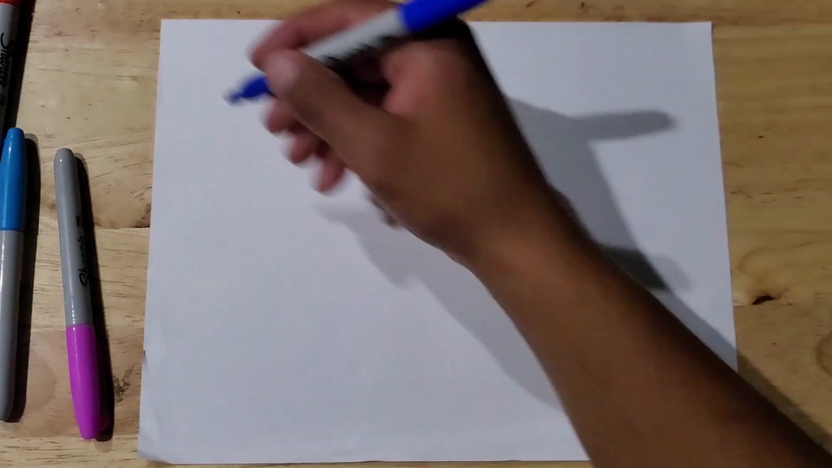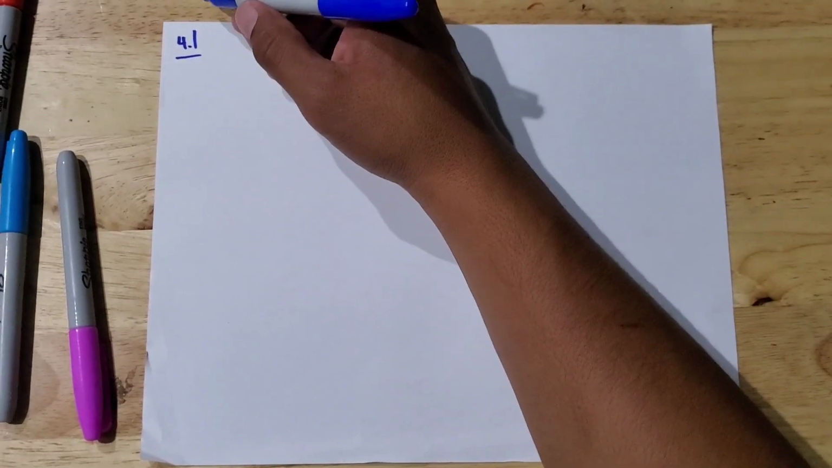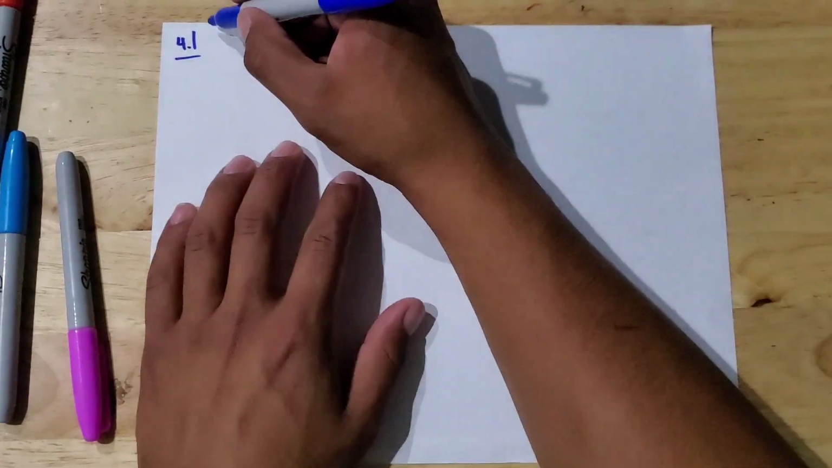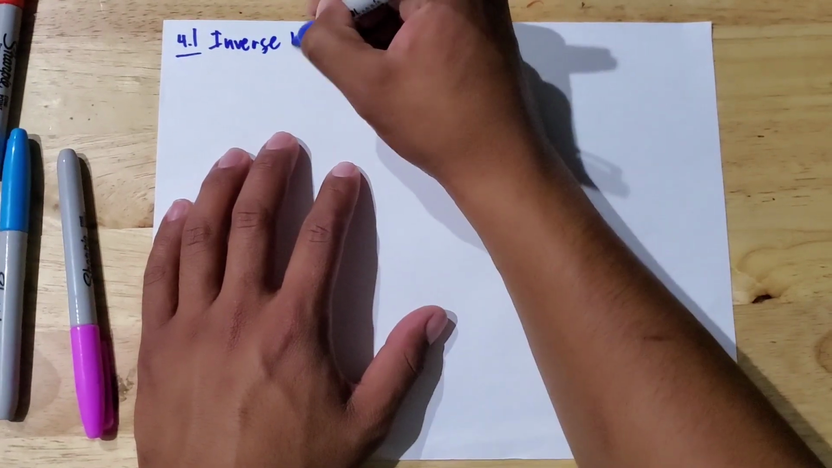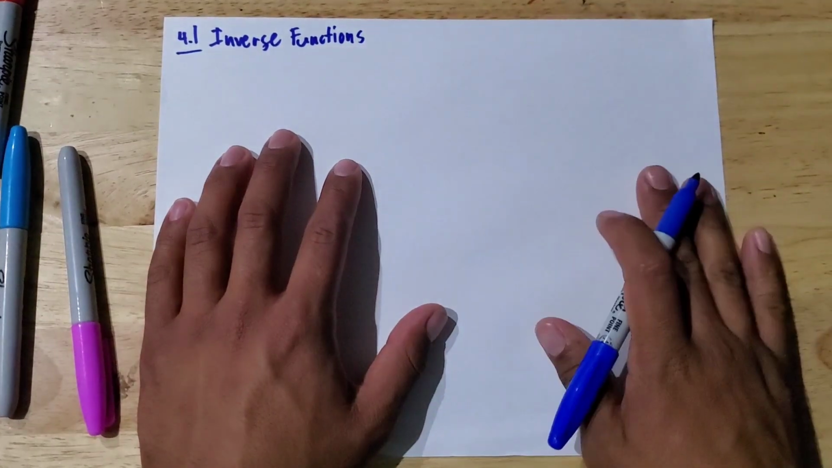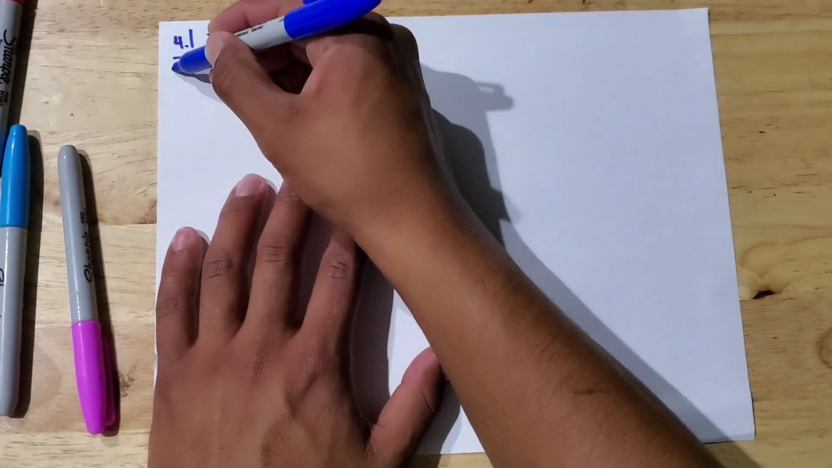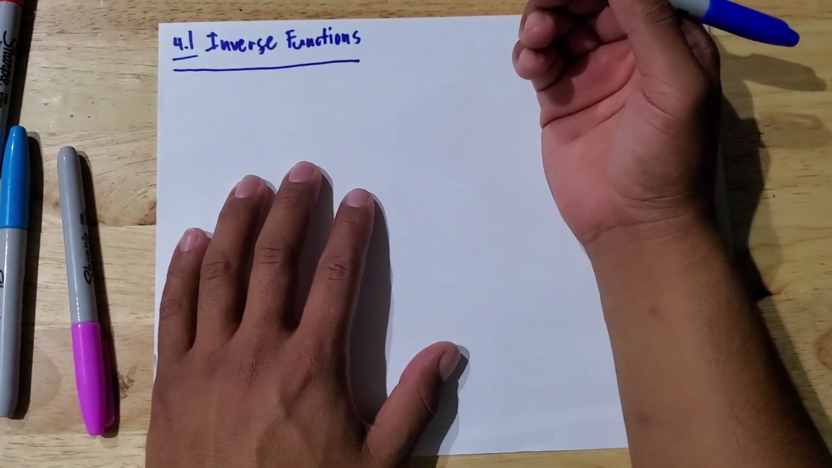Okay, I'm going to jump now all the way to 4.1. I think it just builds good off of what we were looking at. 4.1 has to do with inverse functions. And for functions to be inverses of each other, there's a couple properties that need to exist.